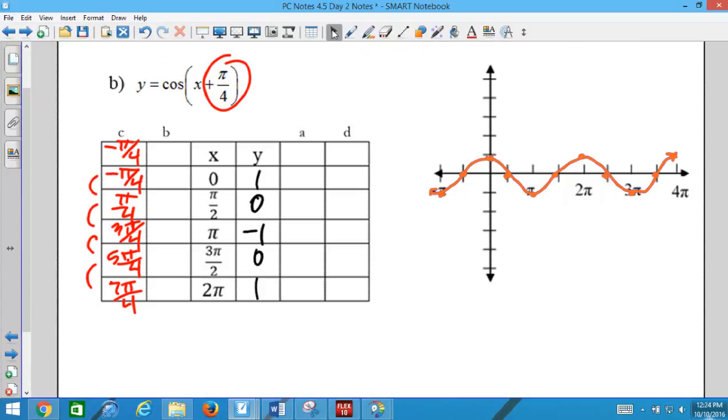And then if you look at my picture, if I'm taking this graph and I'm subtracting pi over 4, then I'm just going over a half a block for each of them.